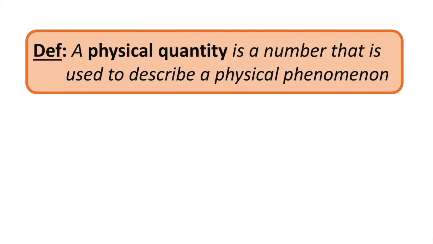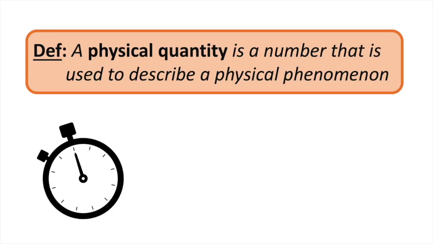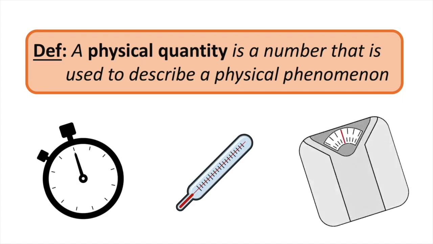Well, first, you should probably know that a physical quantity, as the name suggests, is just any old number that describes a physical phenomenon. So basically, every number you see around you is or is related to a physical quantity. Clocks help you keep track of time, thermometers tell you how hot or cold things are, and the weighing scale keeps track of your self esteem. Well, I'm sorry, I meant weight.